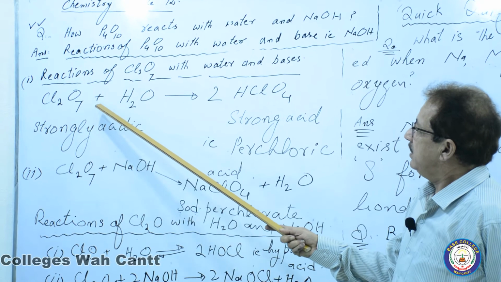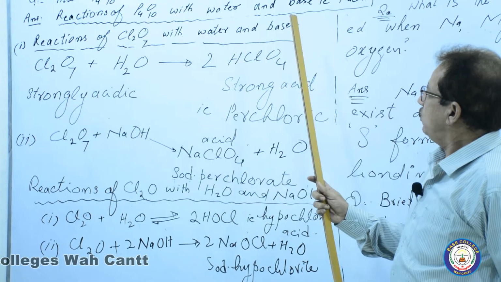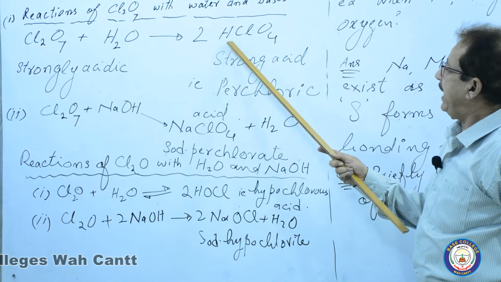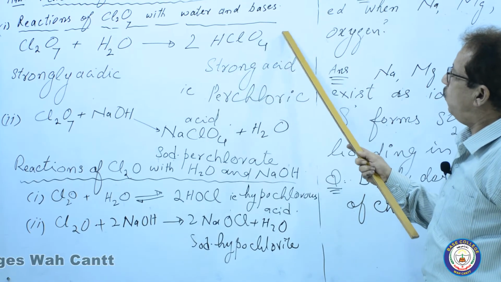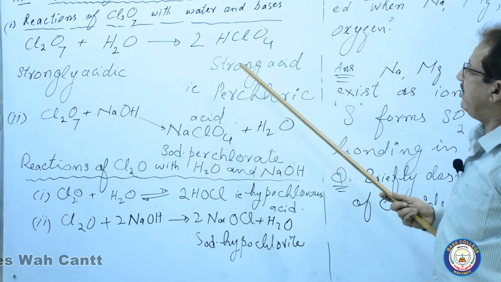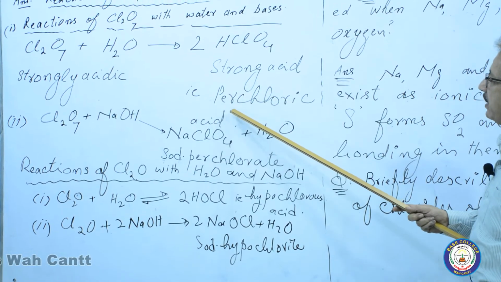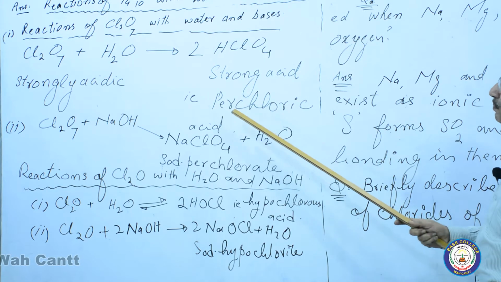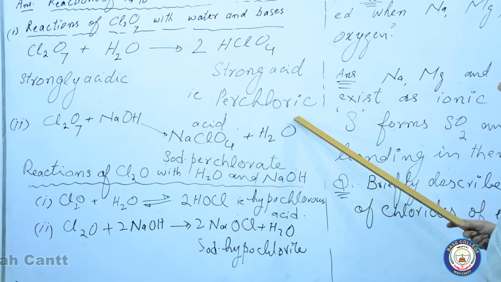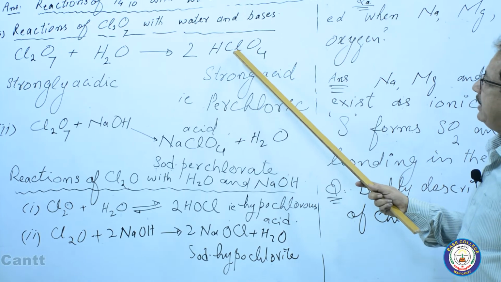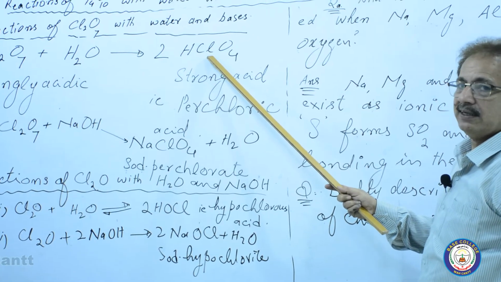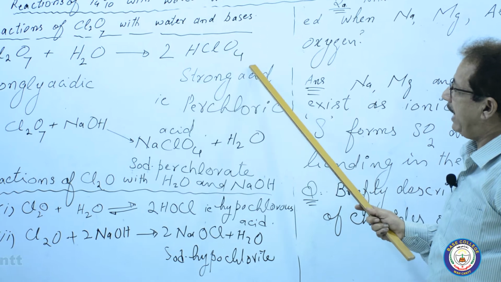Cl2O7 reacts with water to produce 2HClO4. This 2HClO4 we have discussed, that is perchloric acid. When there is the addition of per, it means it is highly unstable. It is a very strong acid.